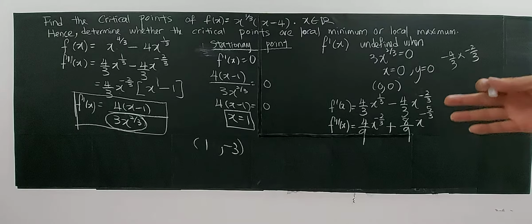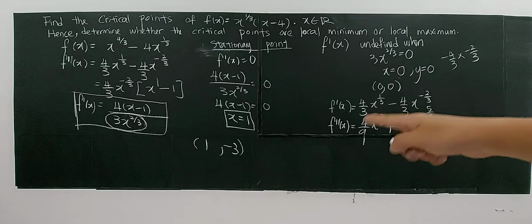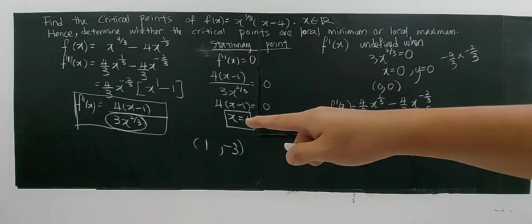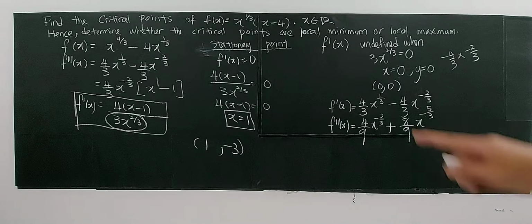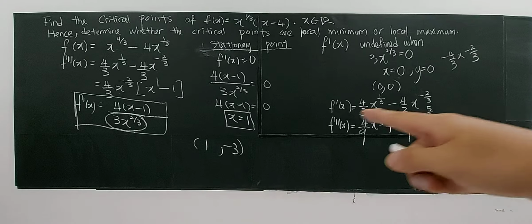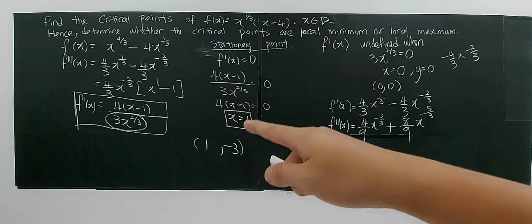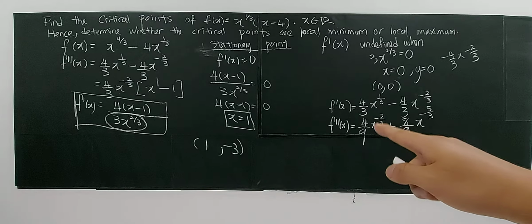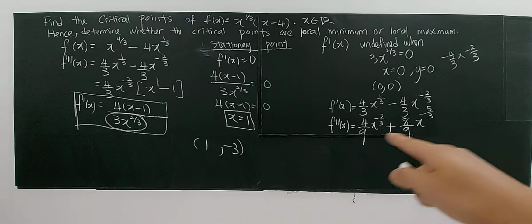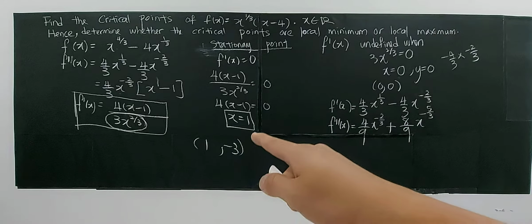So you use the second derivative test and put in the values here. You put in 1 and you get a positive number. That means this is a relative minimum point. But when you put in 0, it becomes undefined, so the second derivative test fails here. Why? This works because you put in 1: 1 to the power of negative 2 over 3 is 1, 1 to the power of negative 5 over 3 is 1, so you add these two and get a positive number. When the second derivative is positive, this is a relative minimum point.